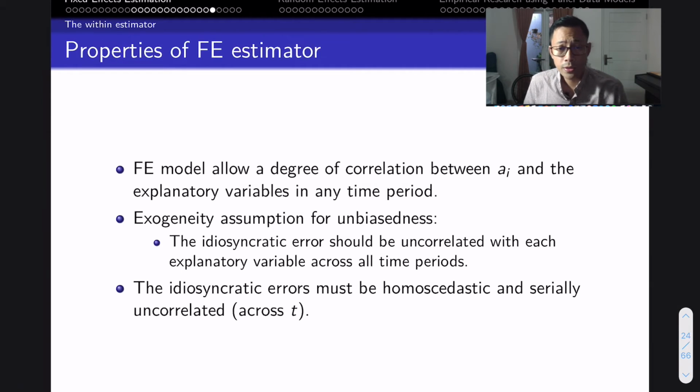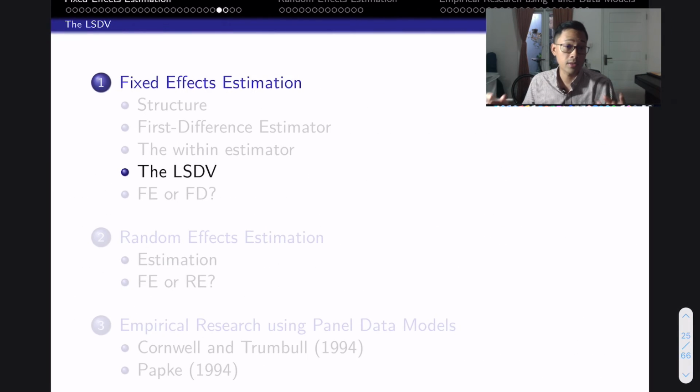Okay, so just a quick review of LSDV, or the least square dummy variable. Again, this is very, very similar to the idea of fixed effect. This is another way that we can actually estimate fixed effect. However, as we will see, this is going to be costly. We'll see what I mean by costly here.